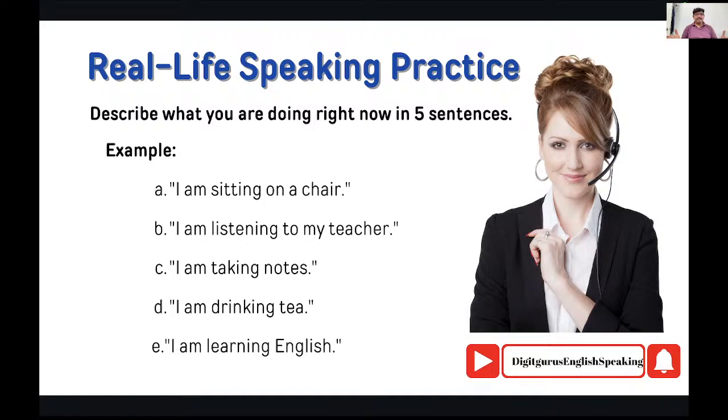You see, friends, make 10 sentences of your own that will describe what you are doing right now. Okay? Continue. That's great. And type in the chat box at least 2 or 3 sentences. That's great. Keep practicing.